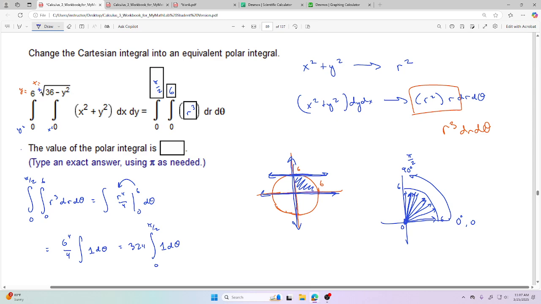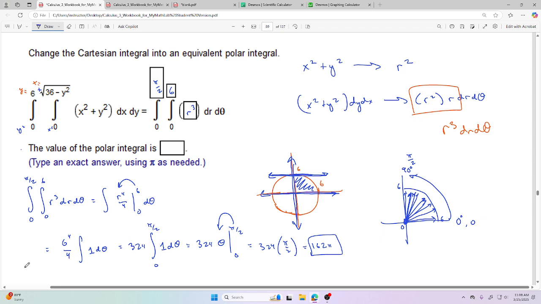We're going to do this cool awesomeness here in a minute, but what's my integral of 1? Theta. From 0 to pi over 2. Toss it in. We're done, right? Pi over 2. So I cut that in half. 162 pi. Is that the answer? Awesome. There we go. So super easy integral once we set it up.